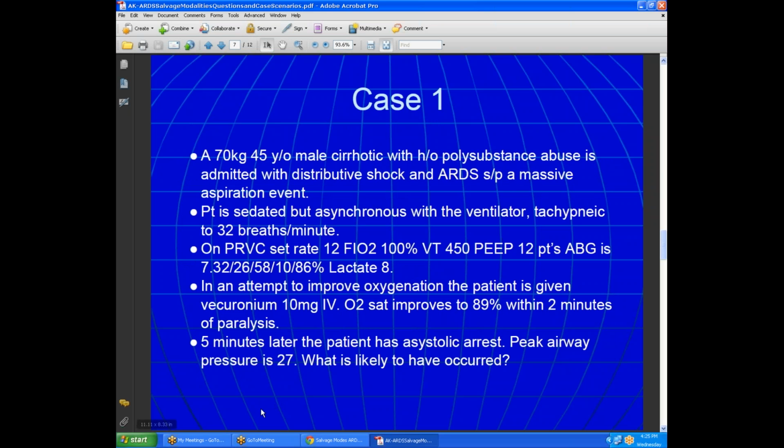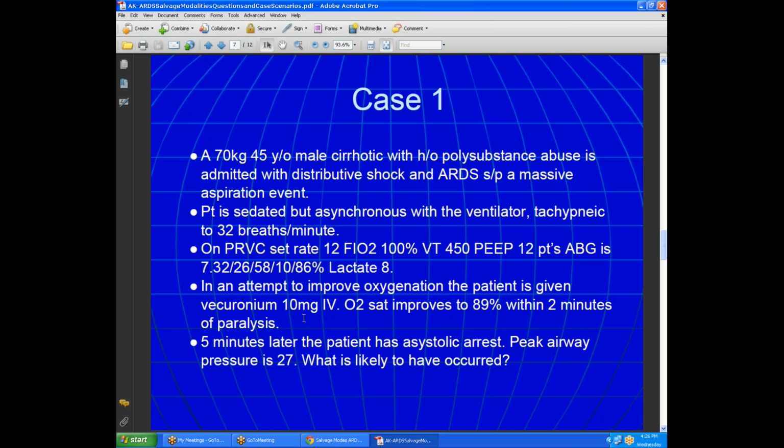Okay, cases. A 70-kilo man with cirrhosis and polysubstance abuse comes in, has a massive aspiration event, and has distributive shock and ARDS. He's sedated but asynchronous with the ventilator, tachypneic to 32 breaths a minute. On PRVC, set at 12, again breathing at 32 though, tidal volume 450, PEEP of 12. The blood gas is 7.32, 26, 58, with an 86% sat and a lactate of 8.